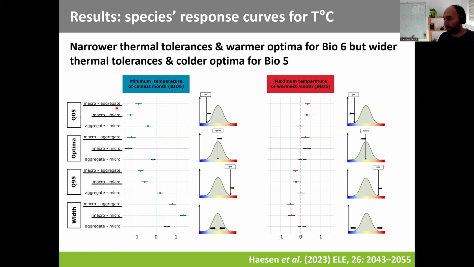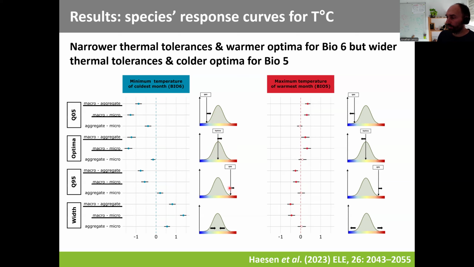And again, we have macro minus aggregate, macro minus micro that are the most interesting for us. And those two, each time they show exactly the same pattern. So here, for minimum temperature of the coldest month, microclimates tend to have a position of the coldest margin that is much towards a warmer condition at the cold margin. Same for the optimum. The optimum is shifted toward slightly warmer condition for the minimum temperature of the coldest month.